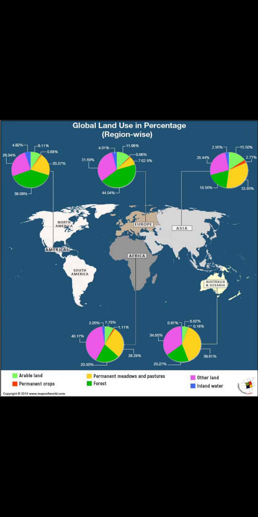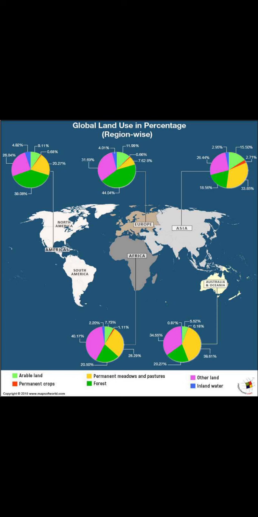The light green color represents arable land or agricultural land. Red color indicates permanent crops. Yellow indicates permanent meadows and pastures. Green indicates forest. Dark pink indicates other land. And blue represents inland water.